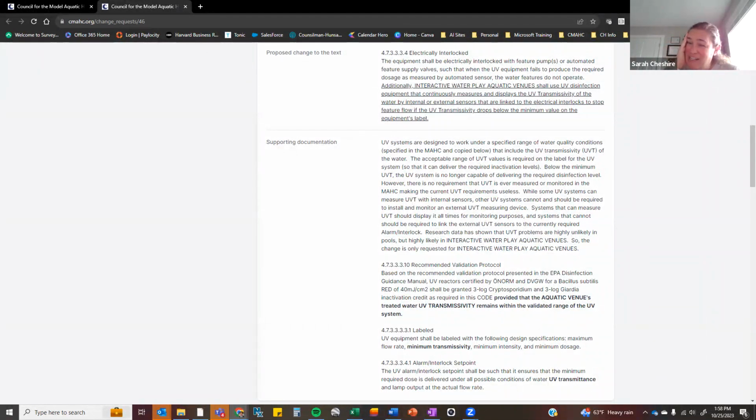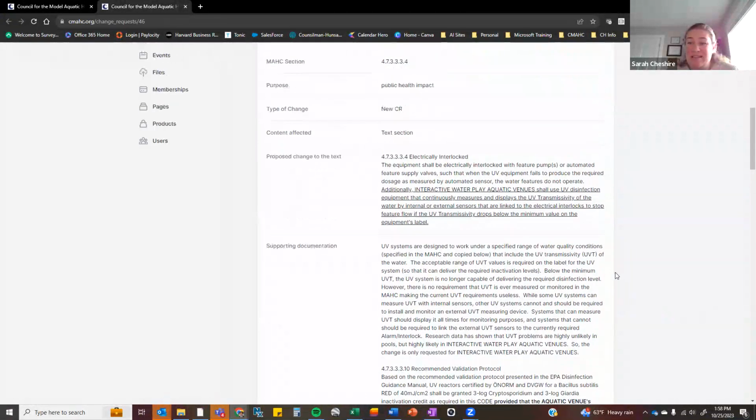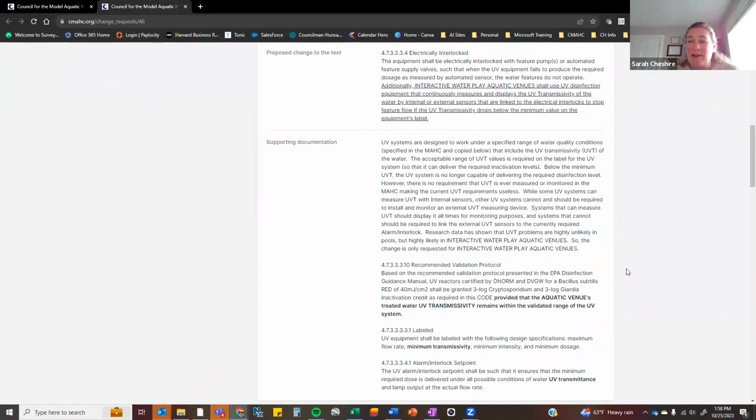This is a secondary treatment, correct? And yes, it's required to be on our splash pads, our interactive water play aquatic venues. But really what we're looking at is the disinfectant, the primary treatment, the disinfection. This is a secondary, like a stopgap. So if our disinfectant's not working, we want to make sure that we have these other things working. Does that play into this conversation at all?